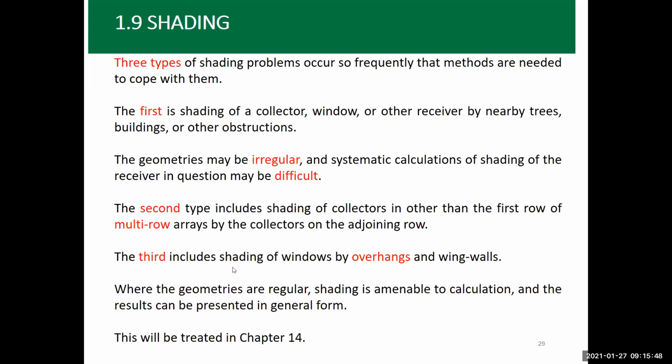The third one is shading by overhangs. We talked about overhangs when we were talking about the profile angle. If you remember, I said that sometimes you need to do that, like if you need to protect your window from additional solar energy coming in because the weather is warm most of the year.